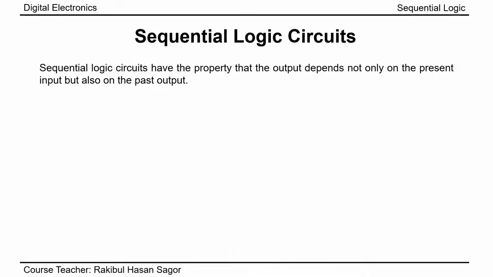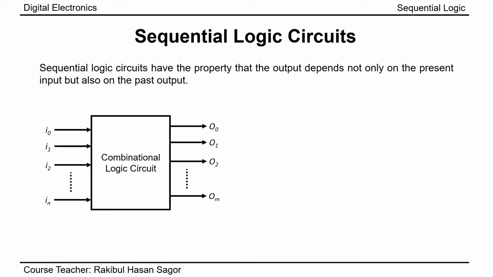So what are sequential logic circuits? Sequential logic circuits have the property that the output depends not only on the present input but also on the past output. In order to understand sequential logic circuits, let us recall the basic block diagram of a combinational logic circuit.